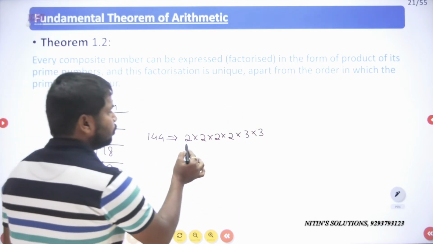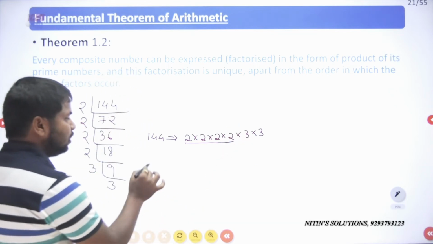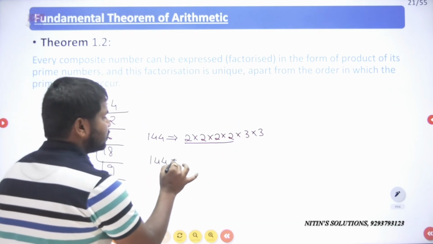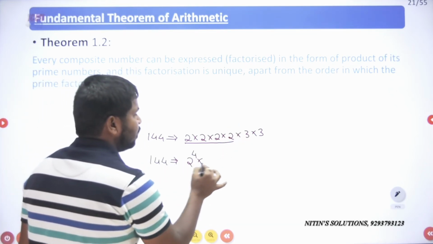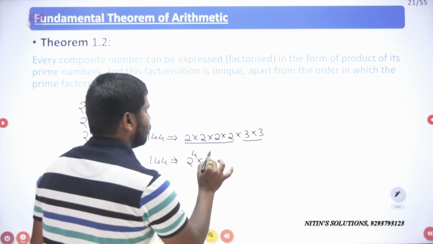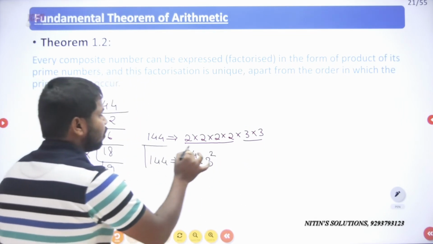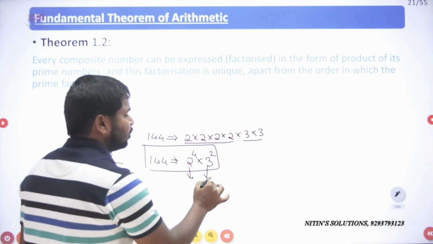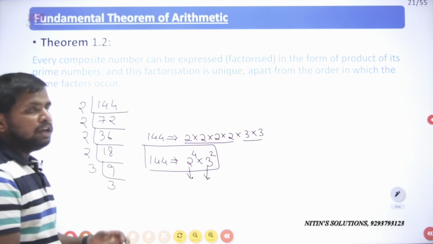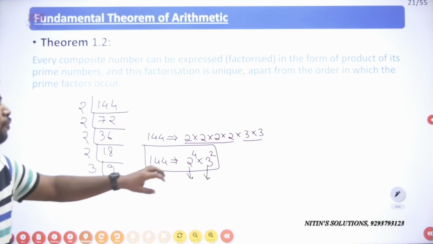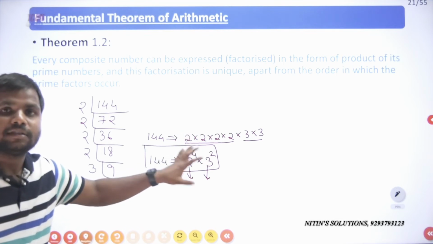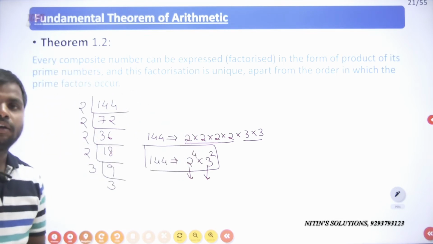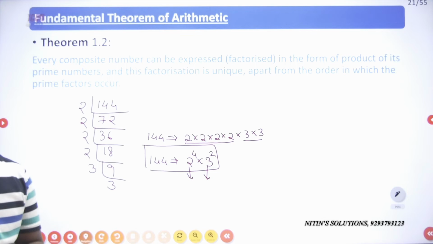Yes, sir. So 2 2s are 4, 4 2s are 8, 8 2s are 16. So 144 can be expressed in the form of what? 2 to the power of 4 into 3 to the power of 2. Clear. So when you observe, the composite number 144 is expressed in the form of 2 to the power of 4 and 3 to the power of 2, the product of prime numbers. So every composite number can be expressed in the form of the product of prime numbers. That is nothing but the fundamental theorem of arithmetic.